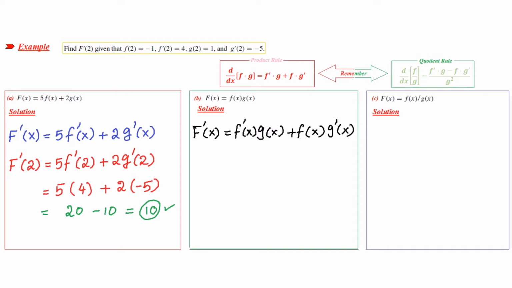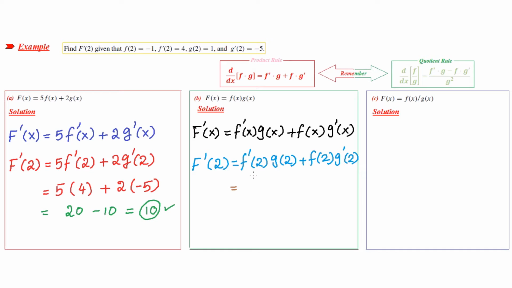Now replace x by 2 because you have to find f prime of 2. So f prime of 2 equals f prime of 2 multiplied by g of 2 plus f of 2 multiplied by g prime of 2. Now you have to replace the values on the right hand side.